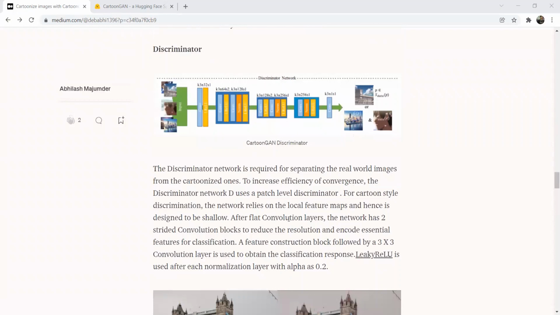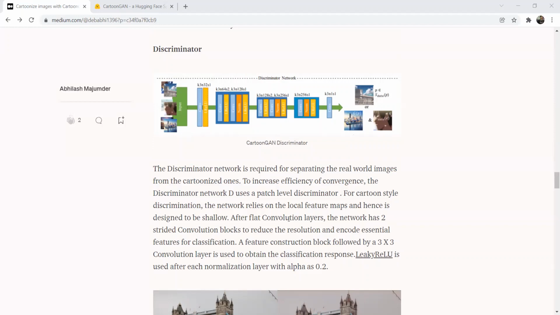So the discriminator network is required for separating the real world images from the cartoonized ones. In this case, to increase the speed of convergence, the network D uses a patch level discriminator. For cartoon style discrimination, the network relies on the local feature maps and hence is designed to be shallow. Because if we were to increase the depth of the neural network in the case of the discriminator, we would not be able to abstract the boundaries of particular images.